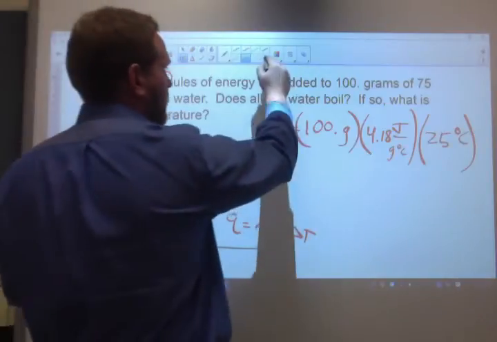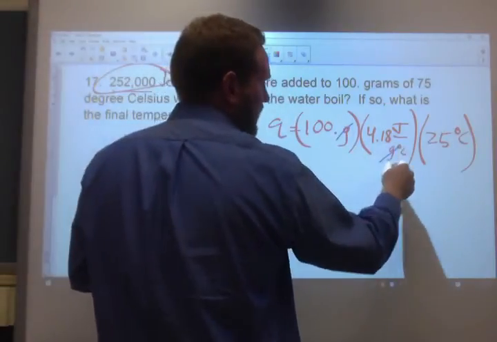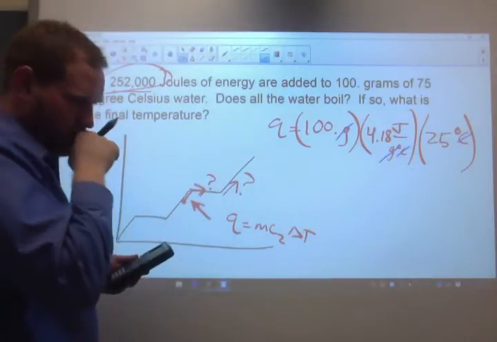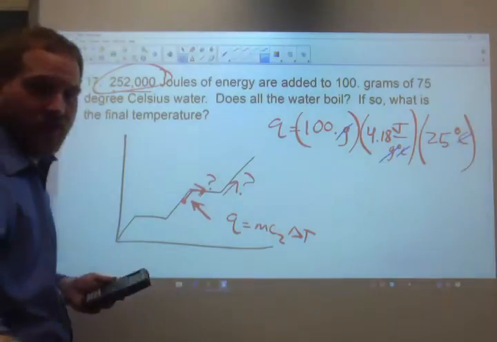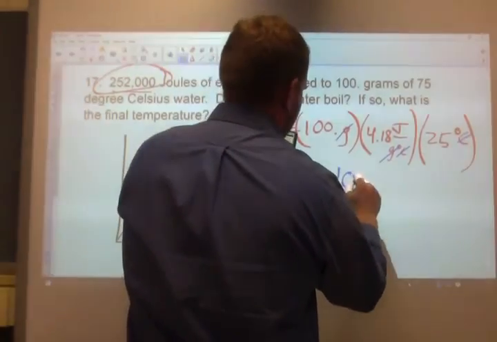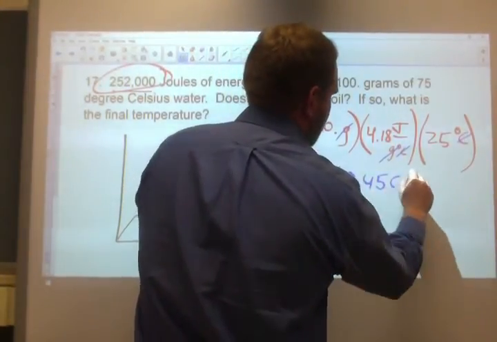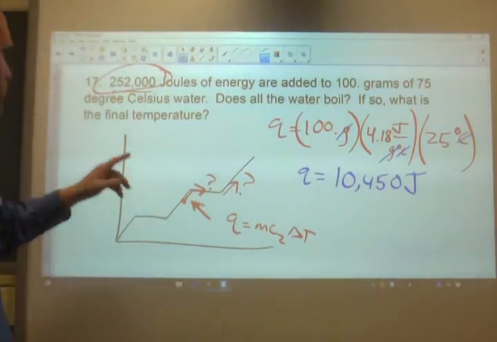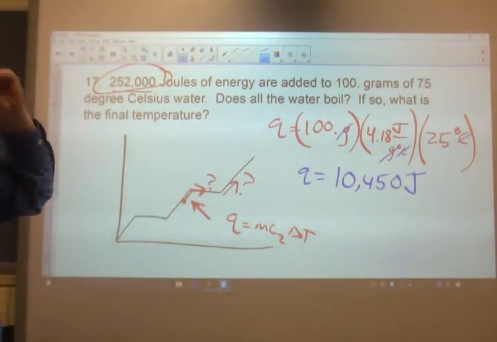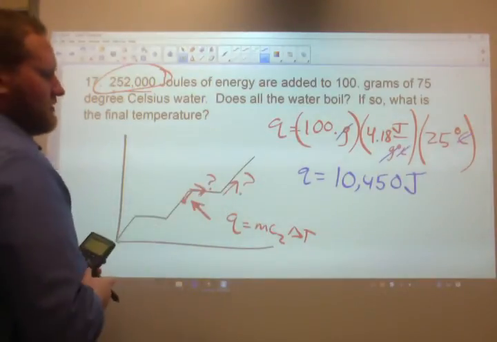And again, I'm just going to quickly double check my units. Gram, Celsius, Celsius. We're left with joules. Okay. Same thing with sig figs, leave it till the very end. So what I'm seeing here, Q equals 10,450 joules. What that means is just to bring it up to 100 and get it ready to start to boil, I have to lose 10,450 joules.